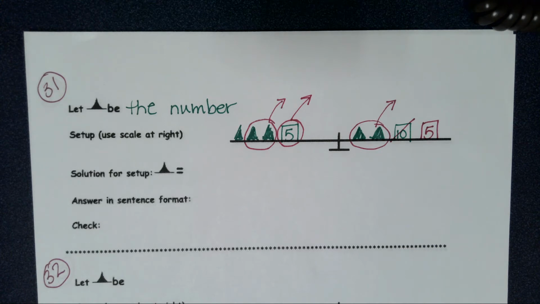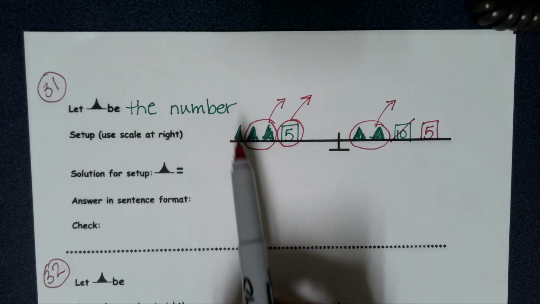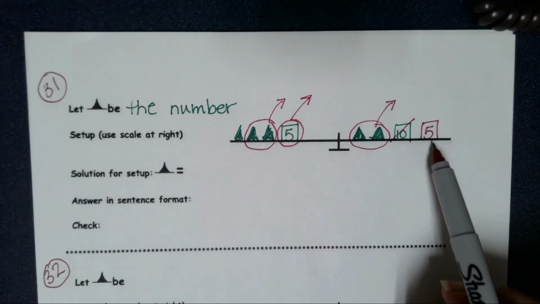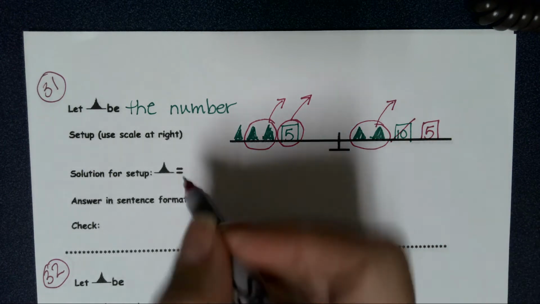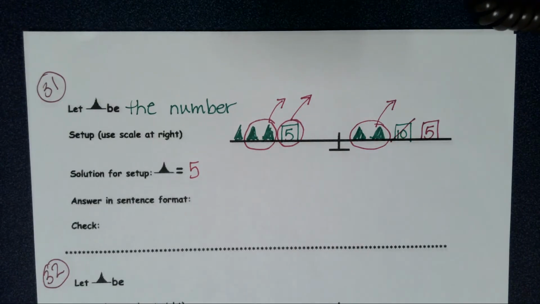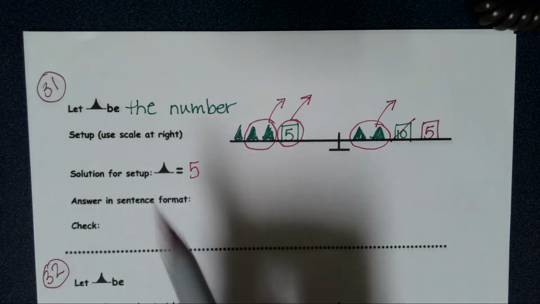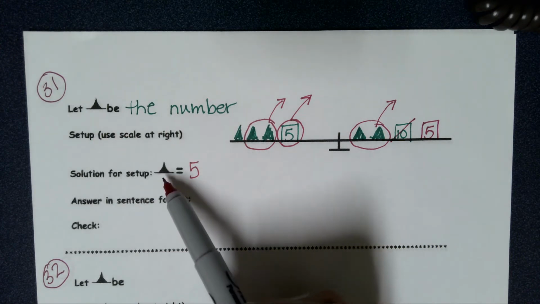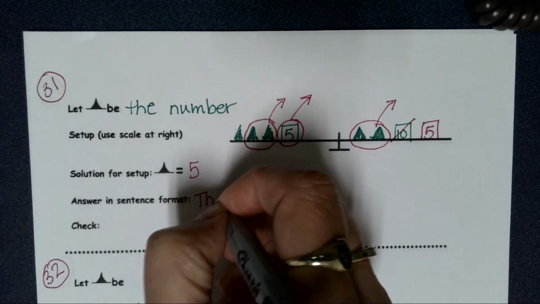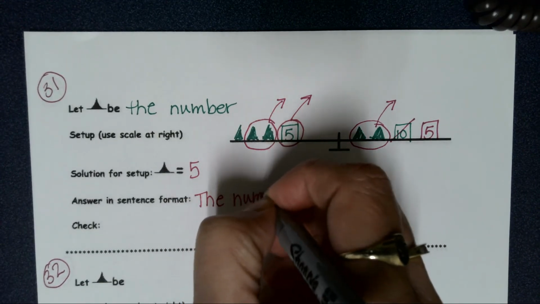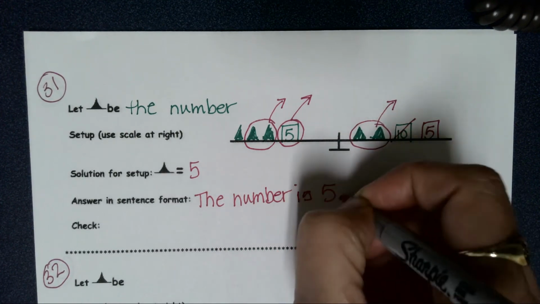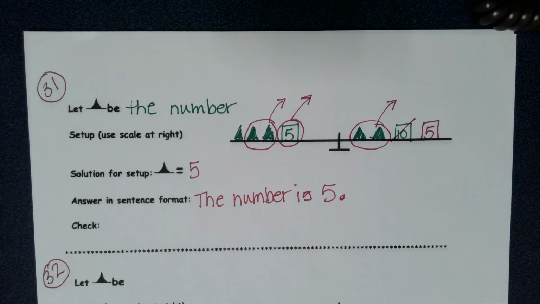So what do we have left? On the left-hand side, we have a pawn, and on the right-hand side, we have a 5. So pawn has a value of 5. We said that pawn is the number, so if pawn is equal to 5, then the number is 5. That's our sentence.